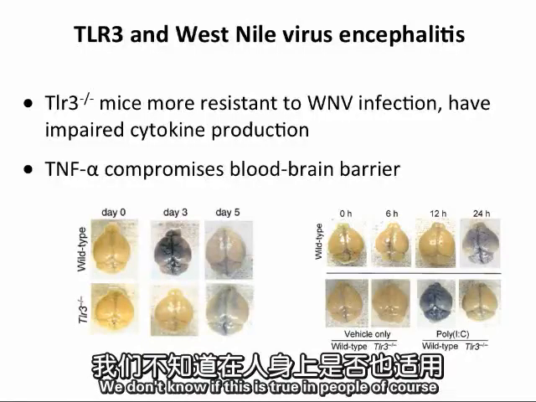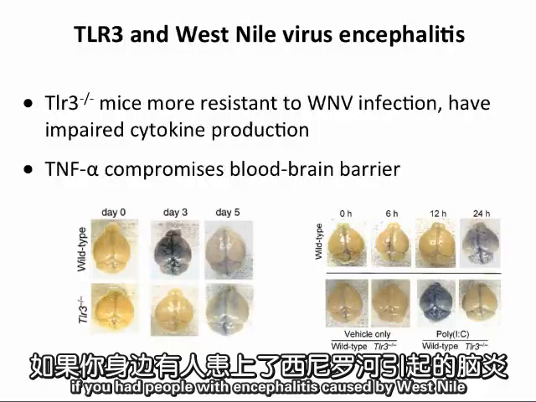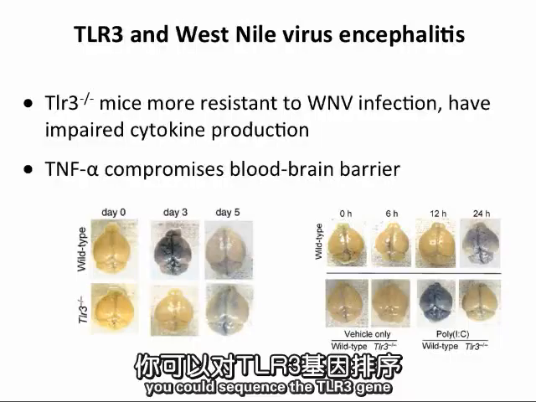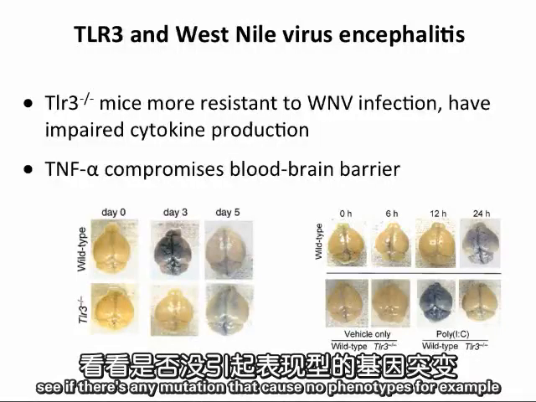We don't know if this is true in people, of course, but you could learn if you had people with encephalitis caused by West Nile, you could sequence their genome and look. You could sequence the TLR3 gene and see if there's some mutations that cause null phenotypes, for example.